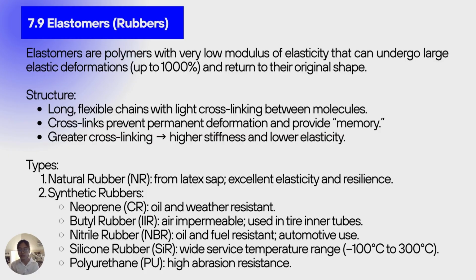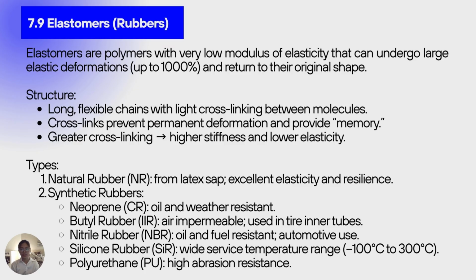They can repeatedly deform and return to shape with minimal energy lost. Some can operate from negative 100 Celsius to 300 Celsius depending on the material. They have low strength and stiffness compared to plastics and metals. Therefore, they are not used for load-bearing structures but for flexibility and sealing functions. They also have good resistance to impact, abrasion, and fatigue. These properties depend heavily on the molecular structure, fluid content, and cross-linking density.